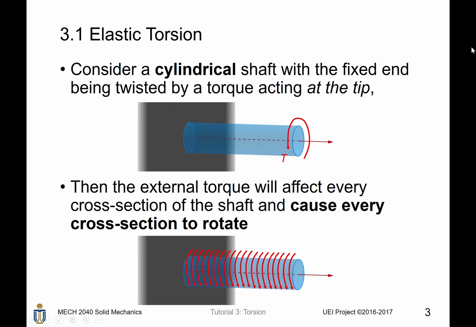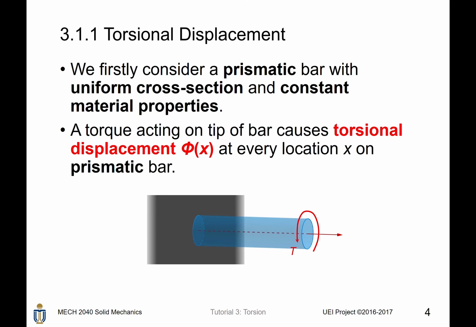First, let's discuss the elastic torsion. Consider you have a cylindrical shaft with the fixed end being twisted by a torque acting on the tip. The external torque then will be transmitted along the length of the bar. Then for every cross-section inside the bar, there will be torsion inside it, like this. We want to derive a torsional formula of the simplest form.